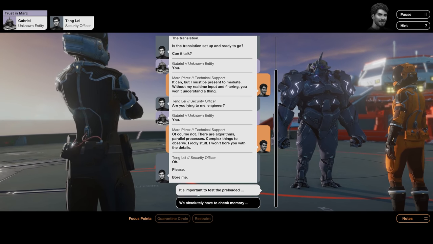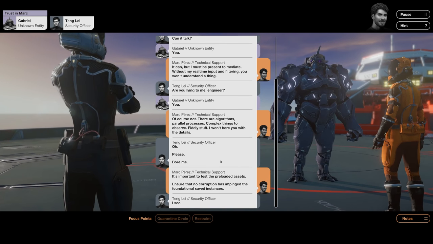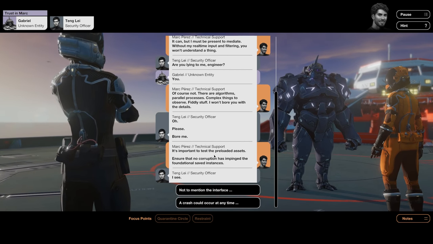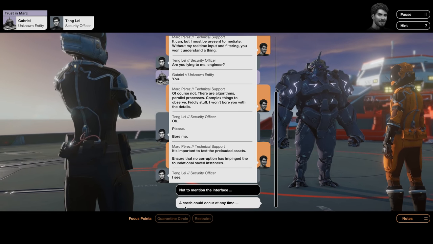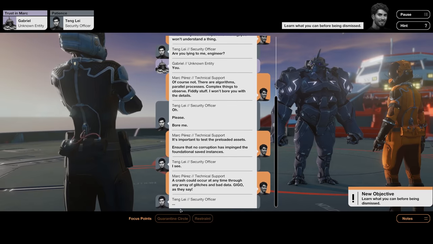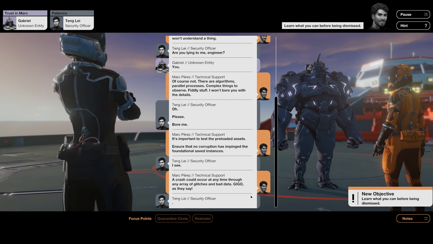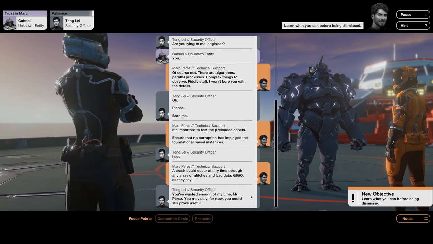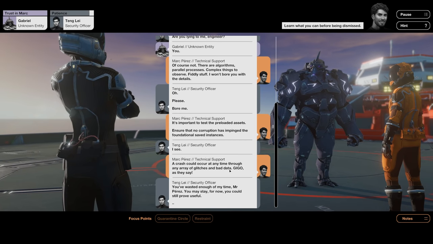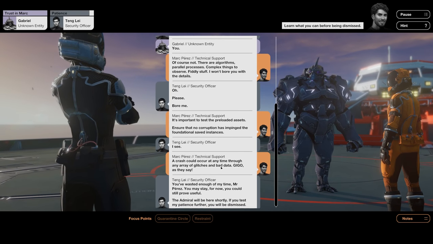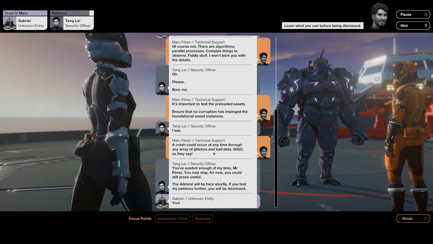It's important to test the preloaded assets. Ensure that no corruption has impinged the foundational saved instances. I see. A crash could occur at any time, through any array of glitches and bad data. G-I-G-O, as they say. You've wasted enough of my time, Mr. Perez. You may stay for now. You could still prove useful. The Admiral will be here shortly. If you test my patience further, you will be dismissed.